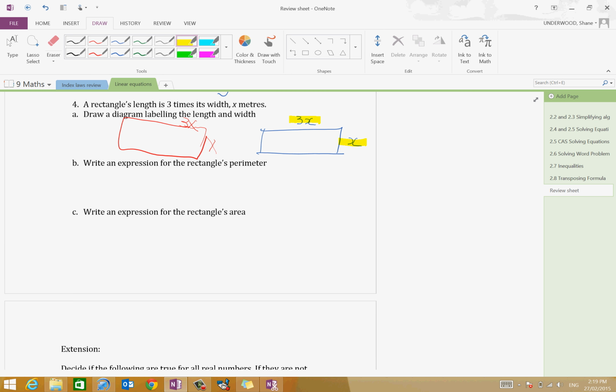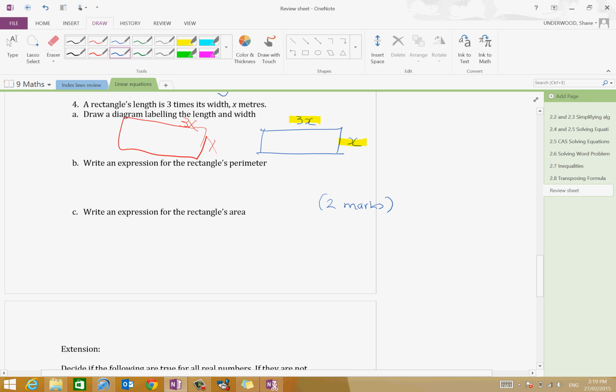Absolutely. Now, it says here, write an expression for the rectangle's perimeter. Show your working, because if you show working, I can give you... I'm going to say that this is worth 2 marks. 2 marks. All right? Now, if this is worth 2 marks, what can you tell me?